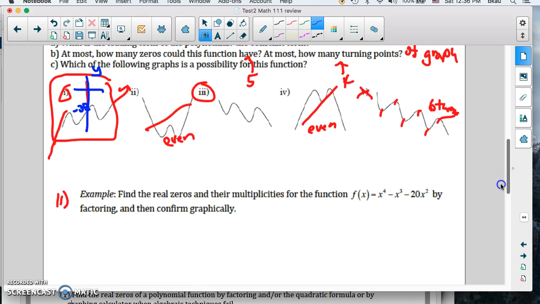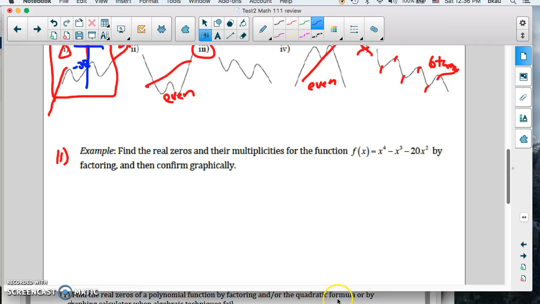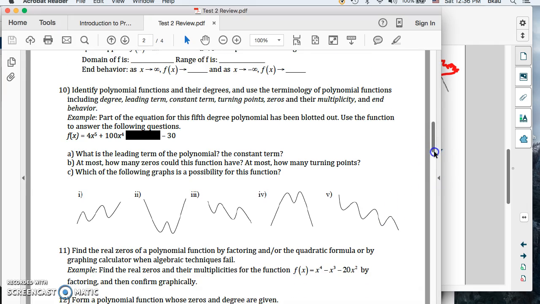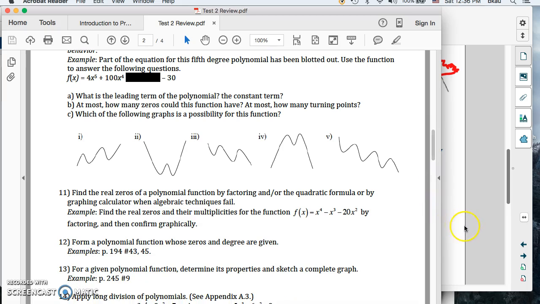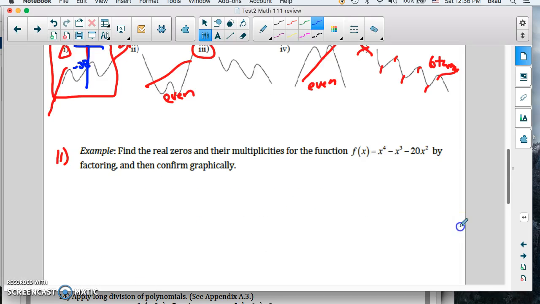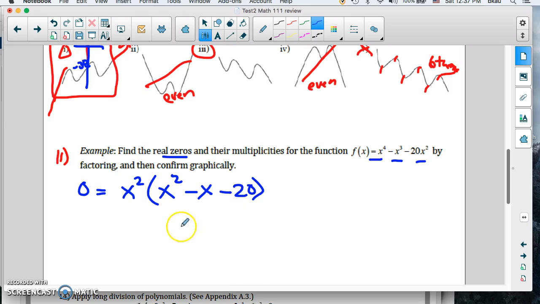All right, let's go to problem number 11. Problem number 11 says find all the real zeros of the function using the quadratic formula or factoring. And so we have x to the 4th, x to the 3rd, x to the 2nd. So I'm going to factor because there's an x squared in each of these. So x squared comes out of this function. We're looking at where it's 0 because we're looking for the zeros. So if I take out x to the 2nd, I get x to the 2nd for the first term, x for this term, and a 20 in the final term.